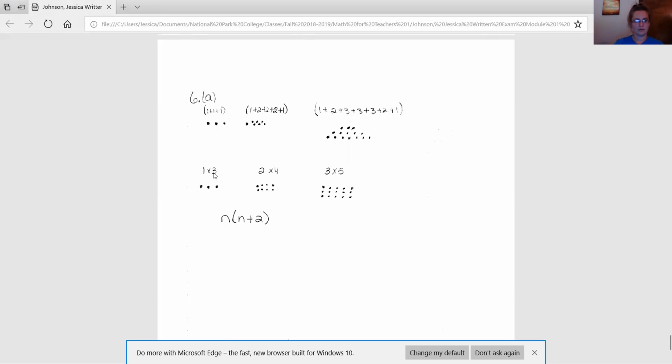And then for part B, 1 times 3, you're going to have 3 dots. And you're building columns and rows, basically. Columns go up and down and rows go across. So 2 times 4, you're going to have 4 columns and 2 rows. And 3 times 5, you're going to have 5 columns and 3 rows. And then the general formula for the trapezoidal number is n times n plus 2.